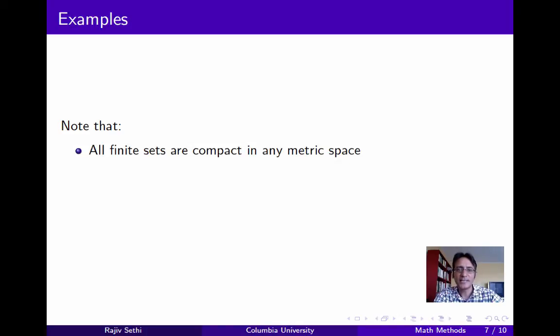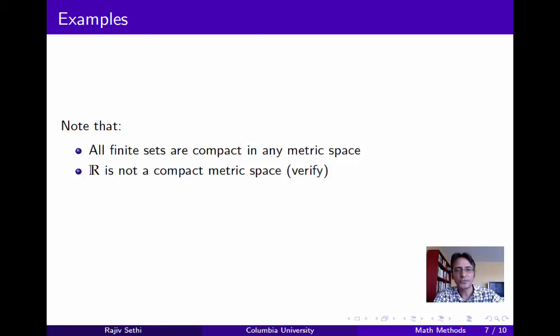Now to see this, let S be any finite set, and let G alpha be an open cover for S. Now each element of S must be contained in at least one set in this collection, and since we have a finite number of elements of S, we can take one open set in the collection for each of these elements, and the set itself will be contained in their union, which is of course a finite collection of sets.